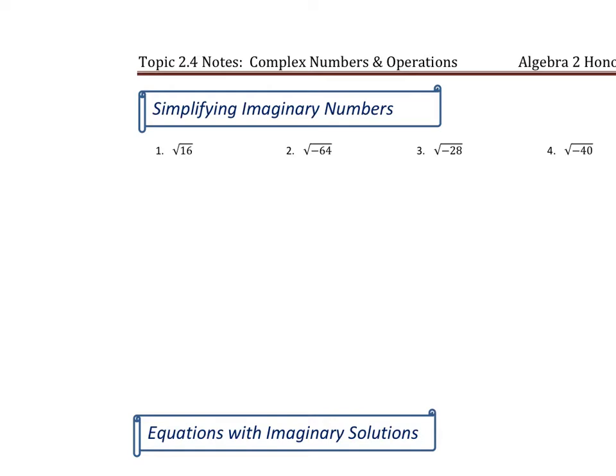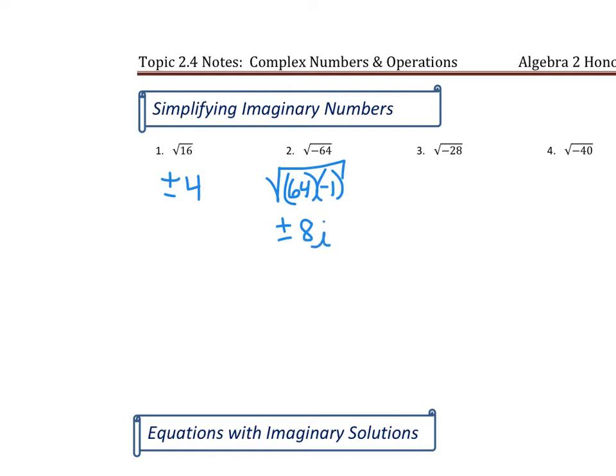The square root of 16 is positive and negative 4. The square root of negative 64 can be viewed as 64 times a negative 1. I'm going to probably skip this step going forward. The 64 is a perfect square, so we've got positive and negative 8i.